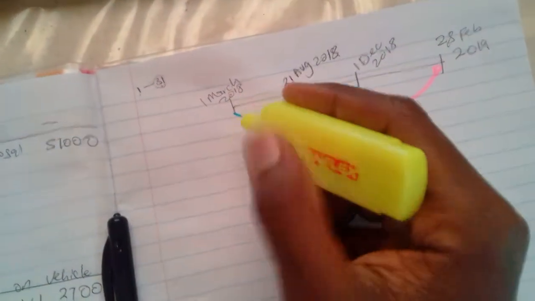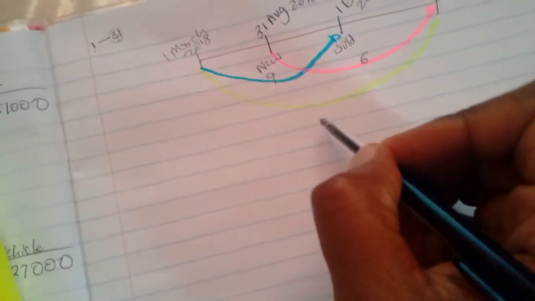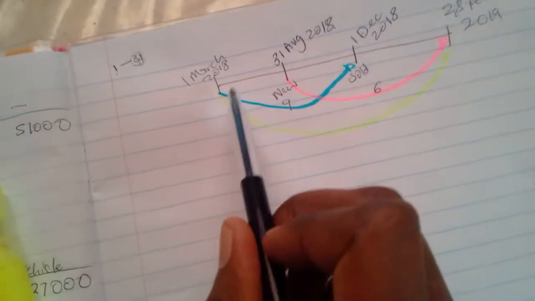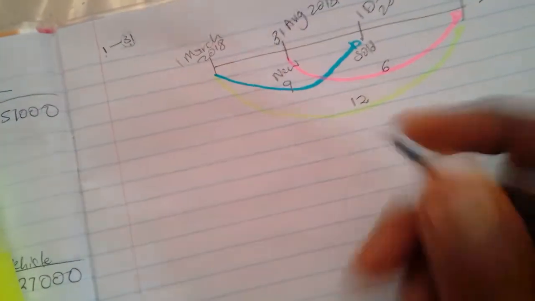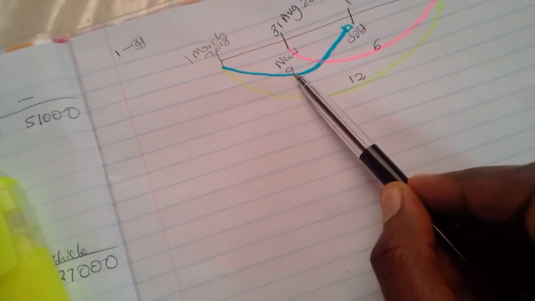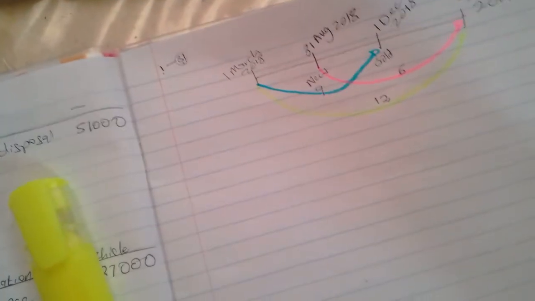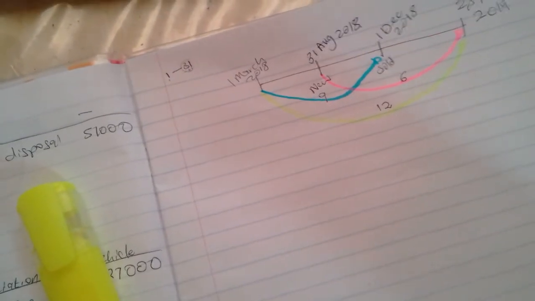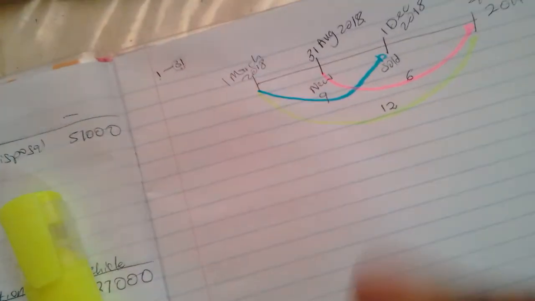So after, we are having another. With the lemon color, we are having the asset which has been inside the business from the beginning of the year until the end of the year. It means for how many months? 12 months. It means the sold one has been inside the business for 9 months, the new one 6 months, the old ones 12 months. So we're going to calculate depreciation three times. We're going to calculate depreciation for the new one, the sold one, and also the old one.